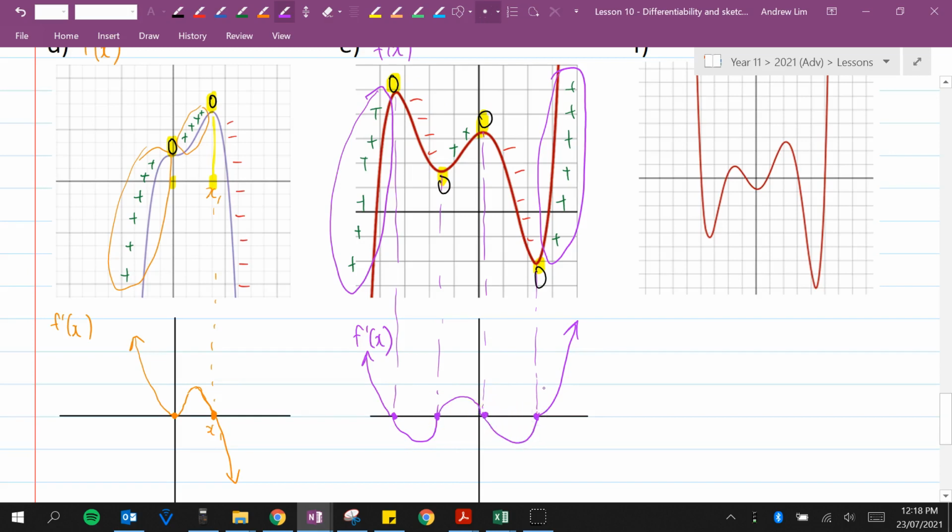This is the general curve of the gradient function. Now, really, it could be all the way down here and then come up. It could be something like that, but that's the general shape of the function, and that's all we need to learn for now.